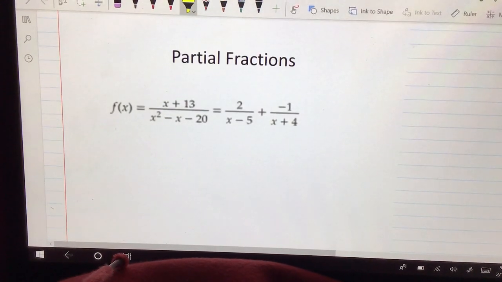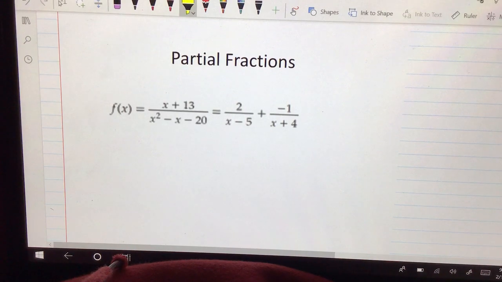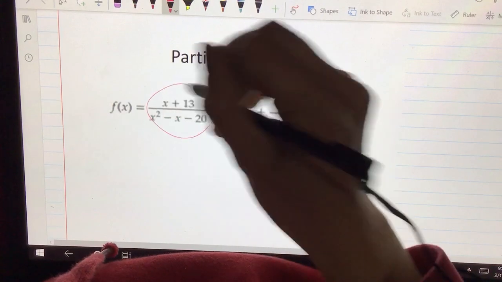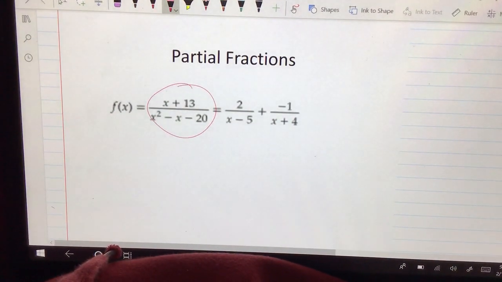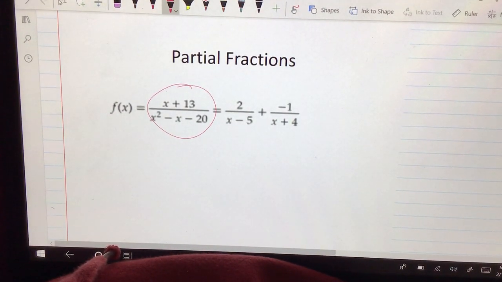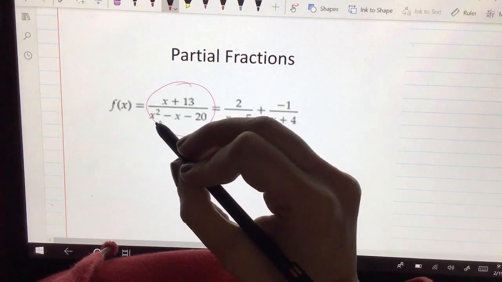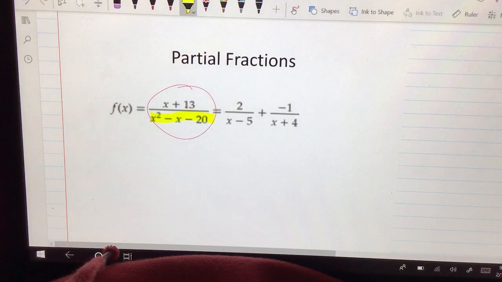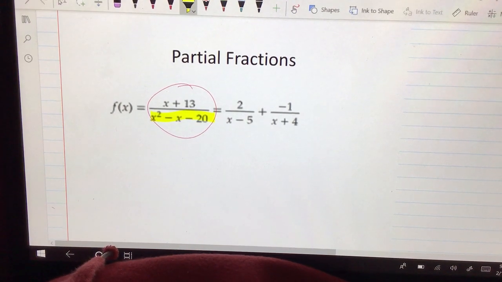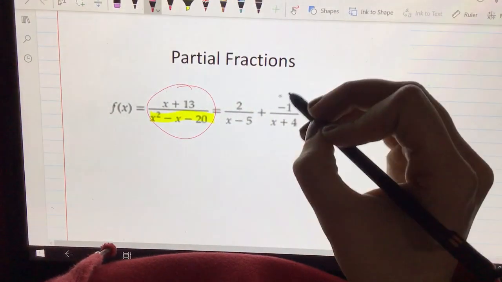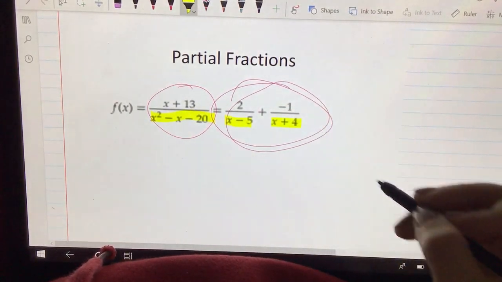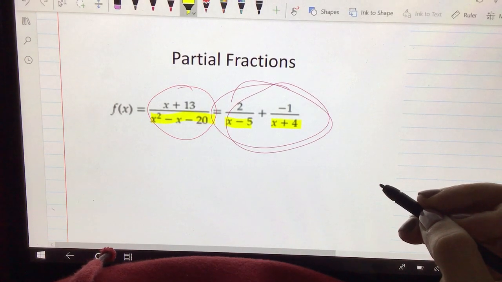Okay, so here's a quick example of what a partial fraction decomposition is going to look like. We will be starting with this left side, and we are going to have to break this down. Notice that this denominator is a quadratic. It has an x squared. And what we want to do is break it down so that it looks like this right side. Notice that on the right side, both of the denominators are linear. They only have x to the first power.